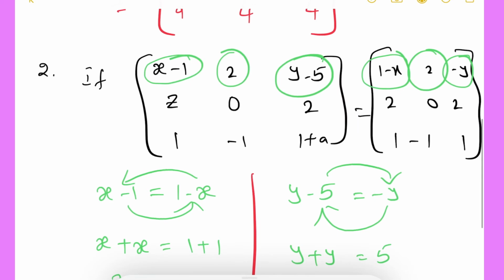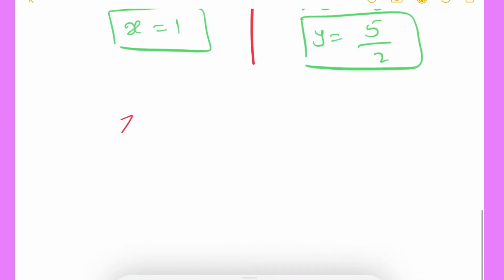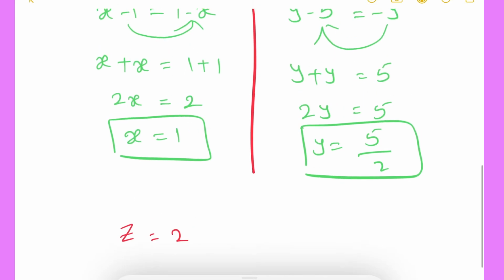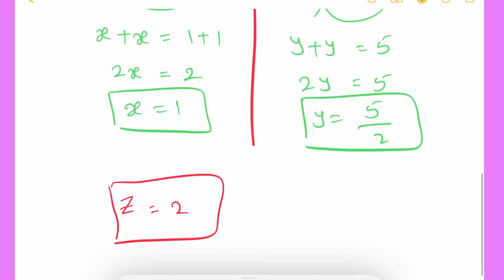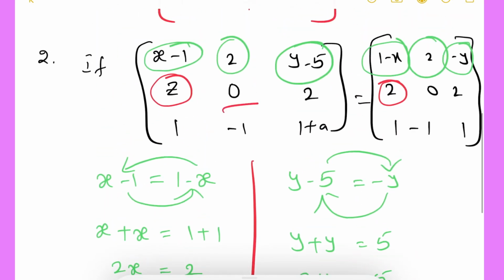Next, second row first column: z, and second row first column, 2. So the z value is equal to 2. Next, here 0 and 0 is there, so no problem. 2 and 2 is there, no problem. 1 and 1 is there, no problem. Minus 1 and minus 1 is there, no problem.